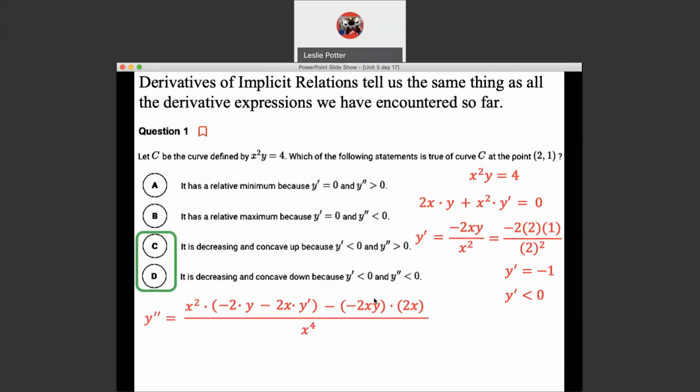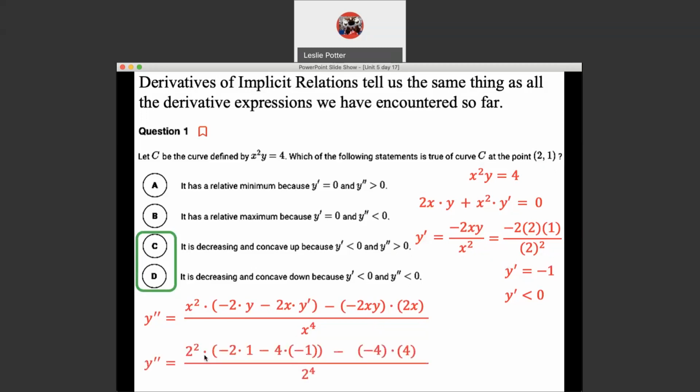But really all we need to know is whether it's positive or negative. So all we're going to do is substitute in (2, 1). So everywhere we see an x, we're going to put 2. So we're going to put 2 here, and here, and here, and here. And we're going to put 2 down here. And we're going to put 1 here, and here. And then where we have y prime, we're going to put negative 1, because we found that when we found the first derivative. So that looks like this.